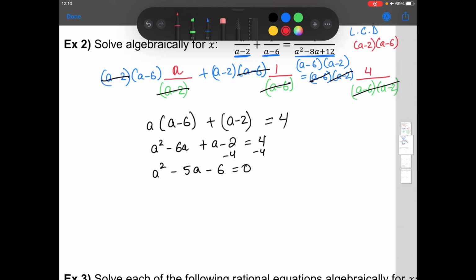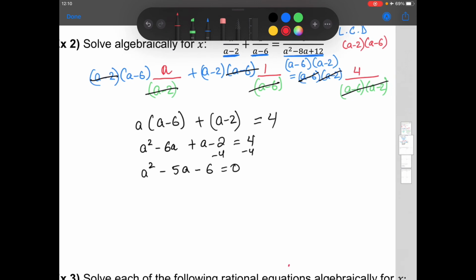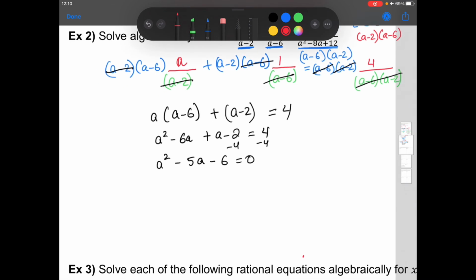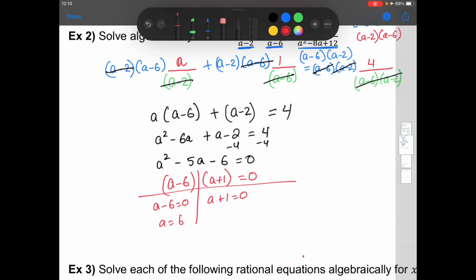So now, again, it's a quadratic. Factor it. Is there a GCF? No. So what is it? AC method. I need two numbers that add to -5 and multiply to -6. So it's going to be A minus 6 and A plus 1 equal to 0. Set them equal to 0. Make your t-chart. A plus 1 equals 0. I get A equals 6 and A equals -1.